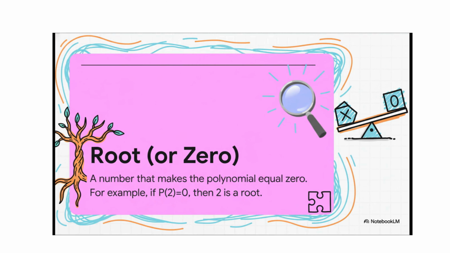So we're talking about roots, but what is a root anyway? Well, a root is just a number that you can plug in for x that makes the entire polynomial equal exactly 0. That's it. It's the solution to the puzzle, the number that makes the whole equation work out perfectly.